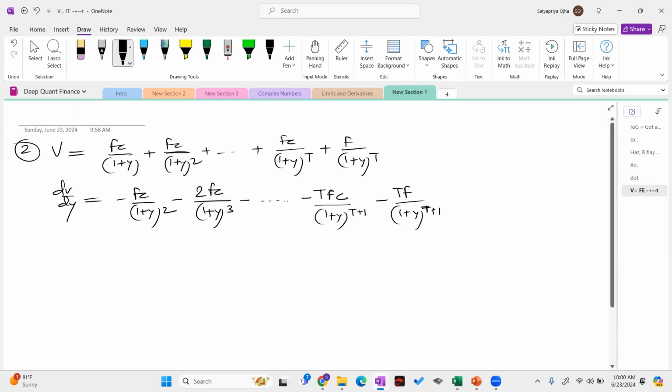Okay. Now what do we do? This starts with a square directly, right? Let's take 1 by 1 plus y common.